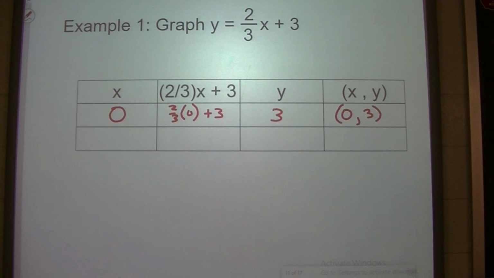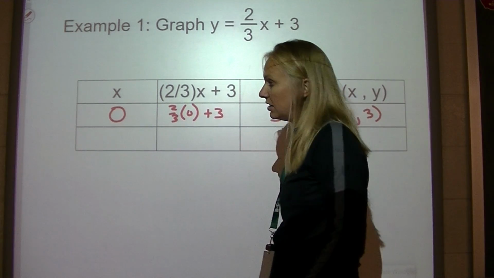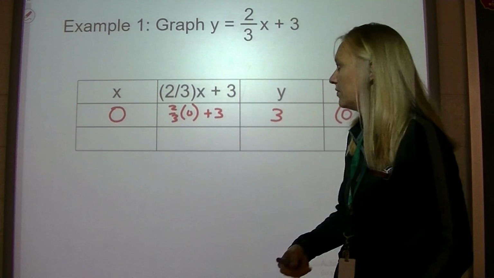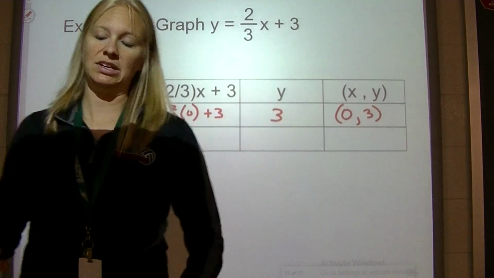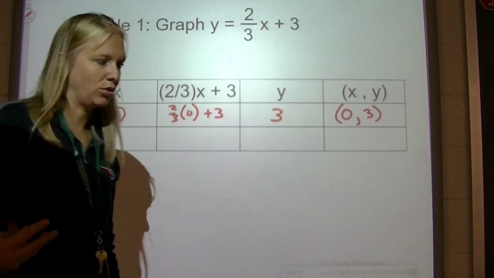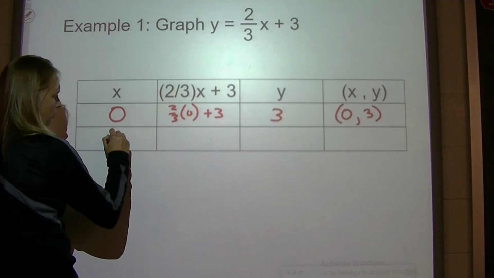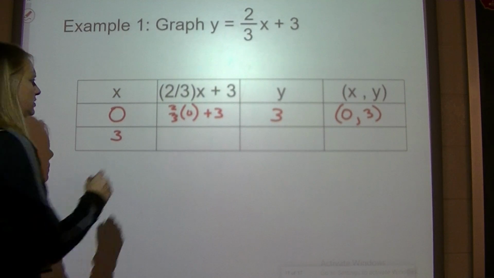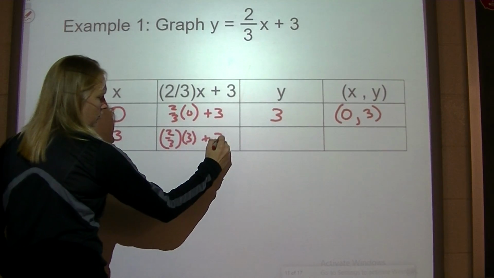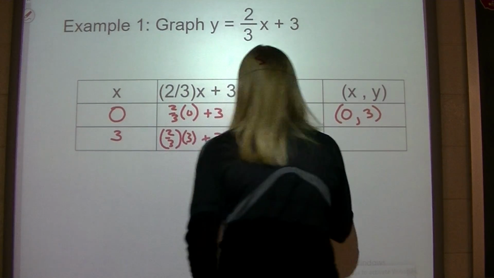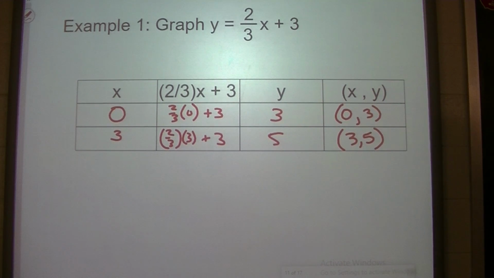And then another value that would probably work is 3, 6, 9, -3, -6, -9. Any numbers that would be multiples of 3, because that would get rid of our fraction. Could you pick other numbers? Yes, but then you're stuck dealing with fractions like 1 2/3 or something like that, which is not fun. So I'll do 3. 2/3 times 3 is 2. And 2 plus 3 is 5. So (3, 5) is what we can graph there.